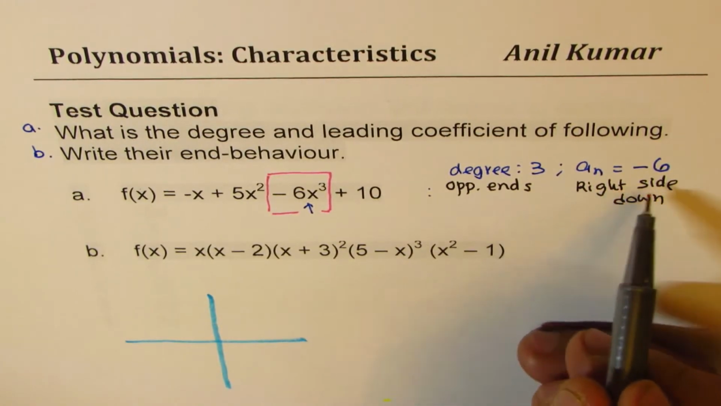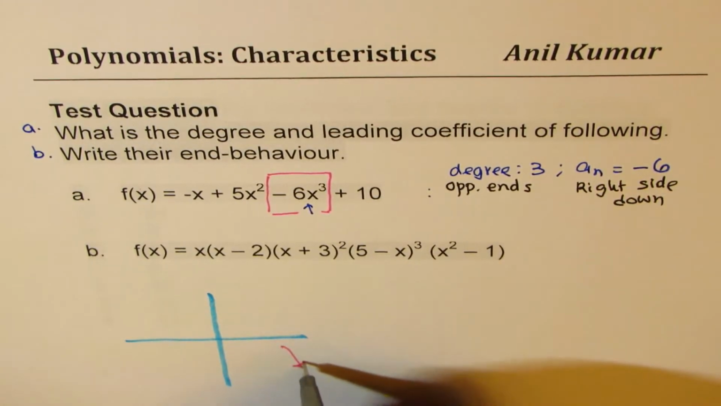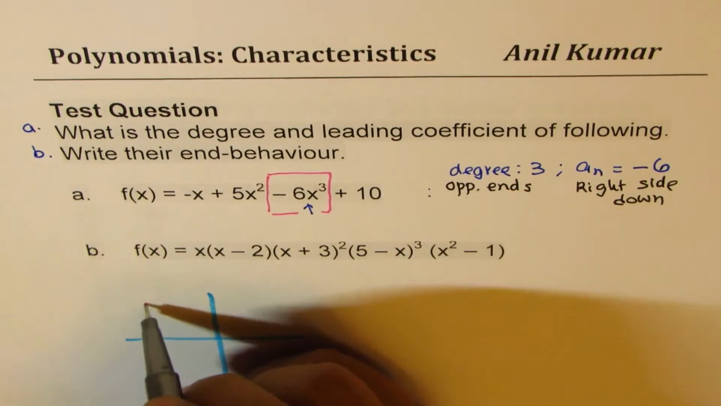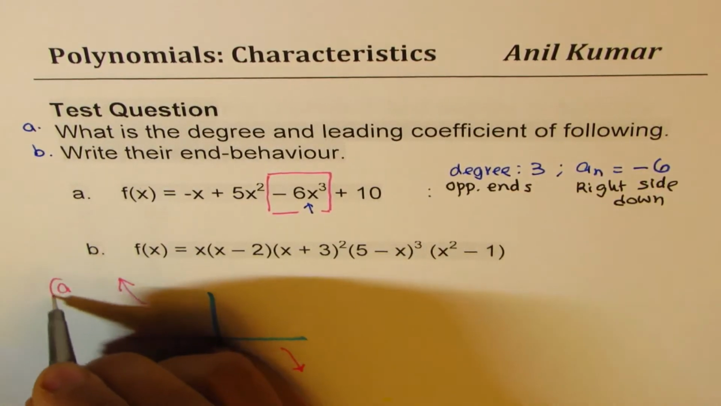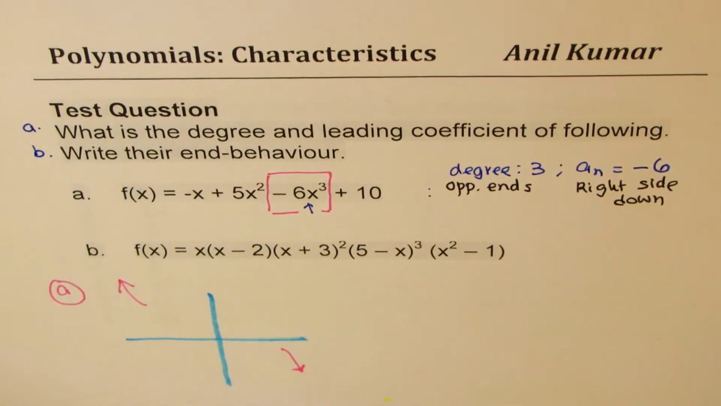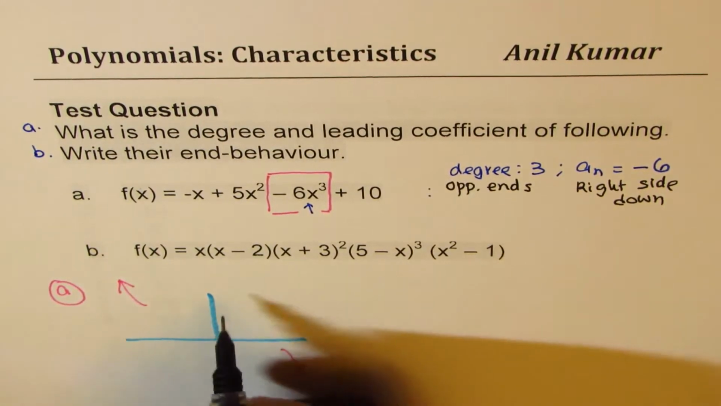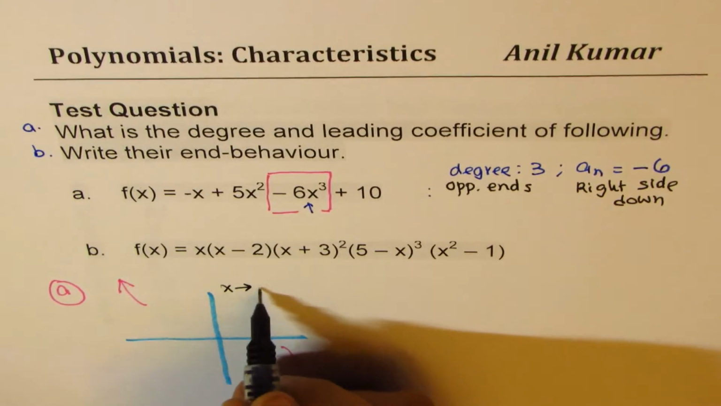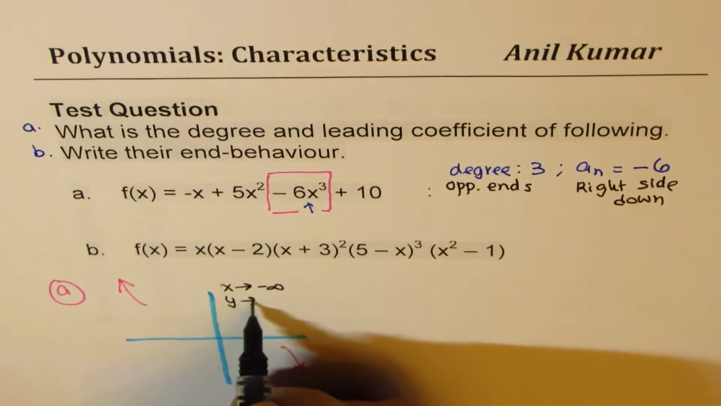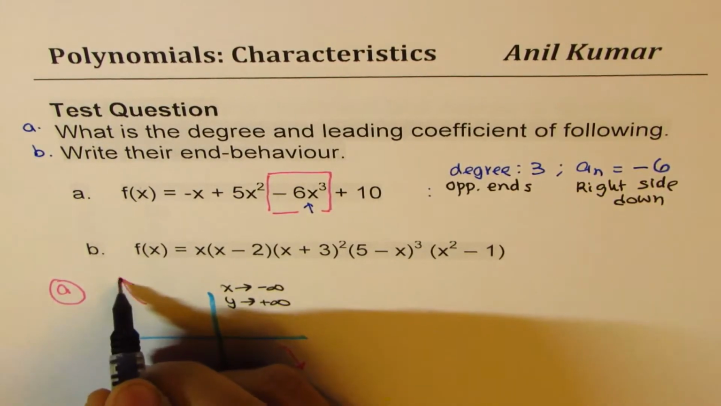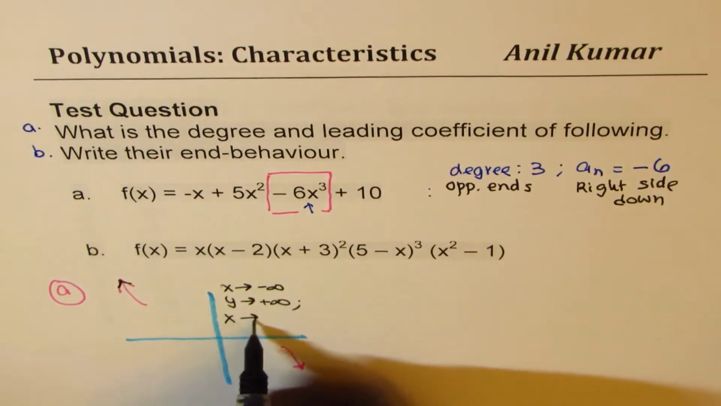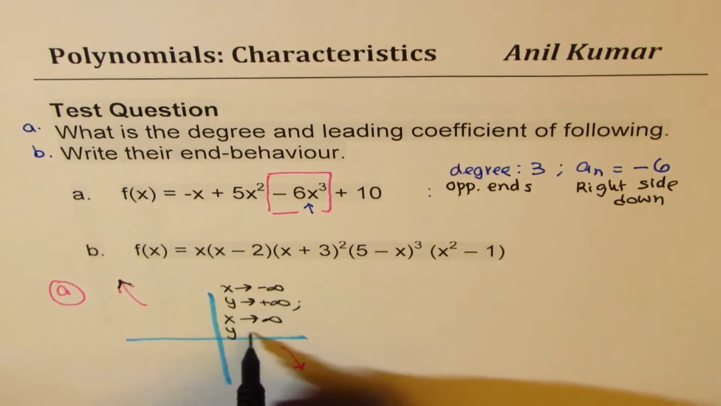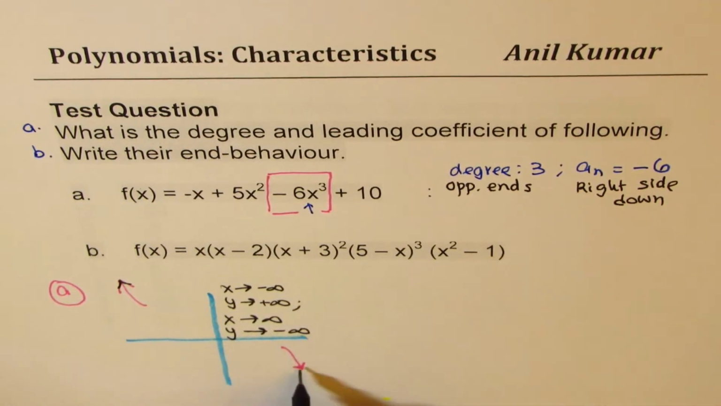So right side down means this, and opposite ends means this. Do you get it? This is for part A. Can I write down end behavior now? Very simple. We can say if x approaches negative infinity, y approaches positive infinity. That is what it is. And when x approaches positive infinity, y approaches negative infinity. This part. You get it?